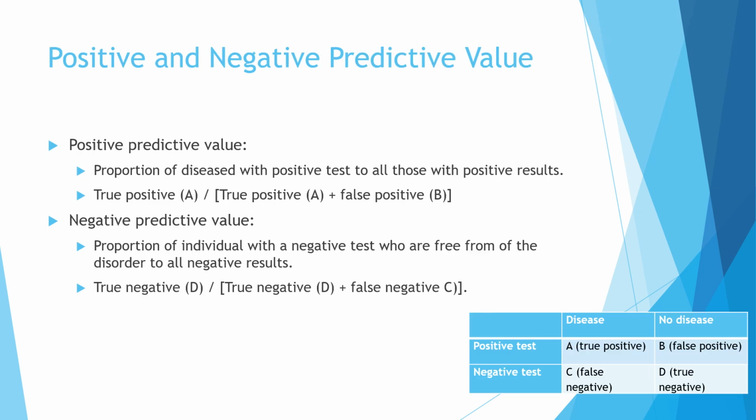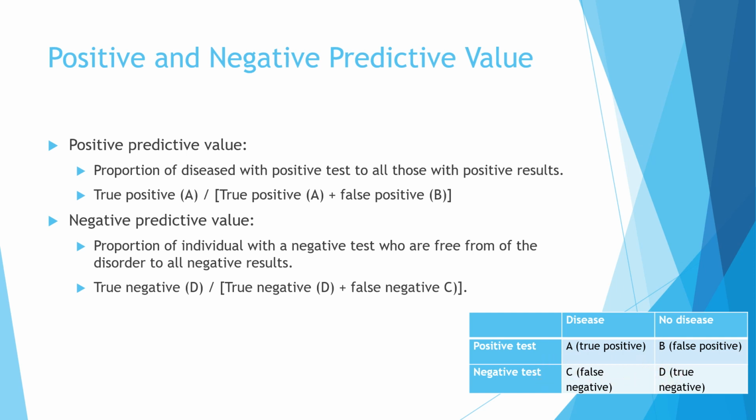The other two parameters that we measure are the positive and negative predictive value. The positive predictive value measures the individuals who have the disease and test positive. In other words, the true positive to everyone that tests positive, which is the true positive and false positive. So positive predictive value is A divided by A plus B. It is the individuals who are true positive to everyone who tests positive. The negative predictive value is the proportion of the people who are free from the disease and test negative to everyone who tests negative. So it is D divided by C plus D.